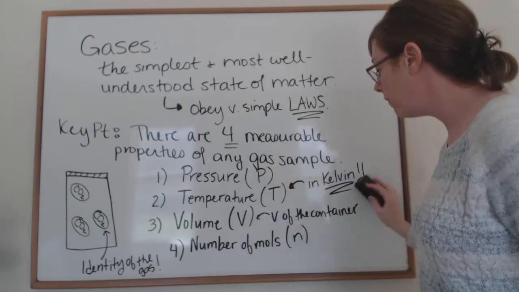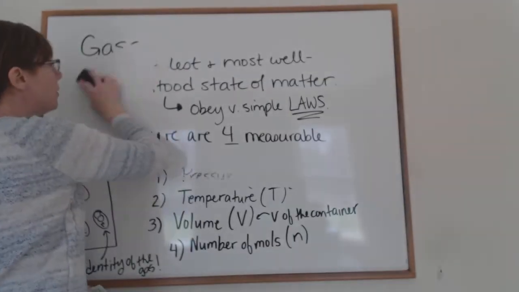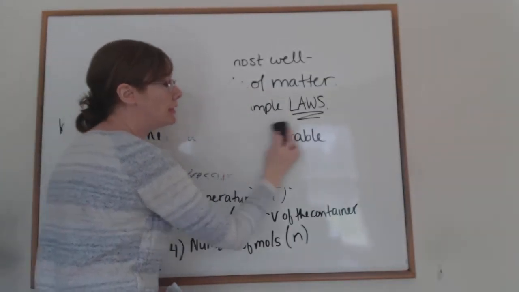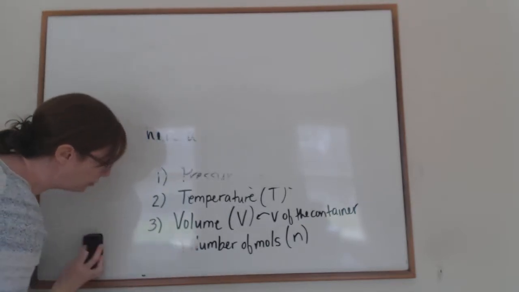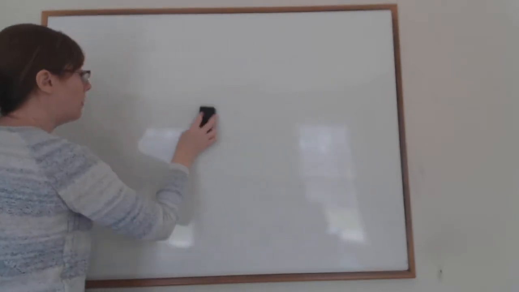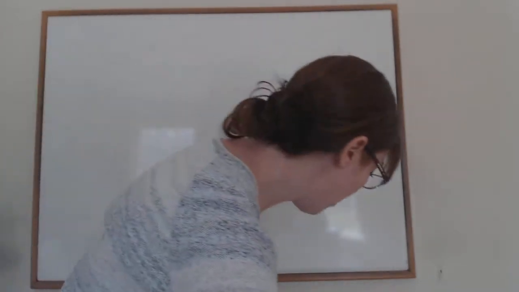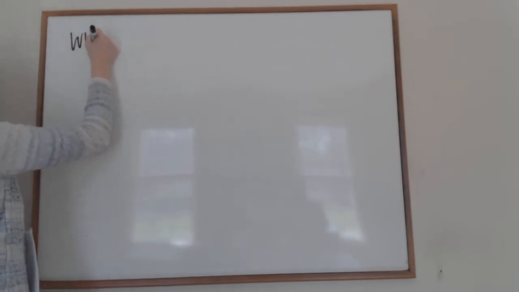So these are our 4 things that you can measure about any gas sample. The newest one, I suppose you could say, is pressure. So we're going to take some time and talk about pressure. What is pressure? How does it come about? And what are the units? So let's just go ahead and talk about pressure. What is pressure?